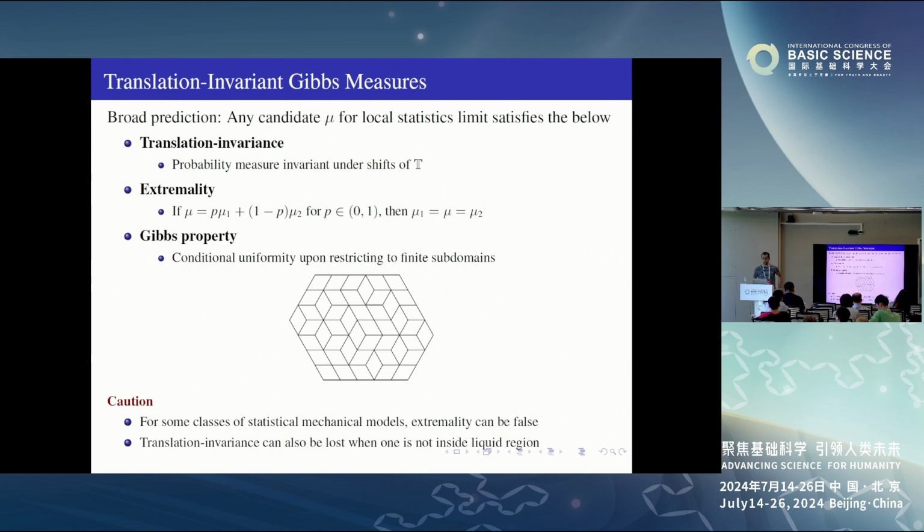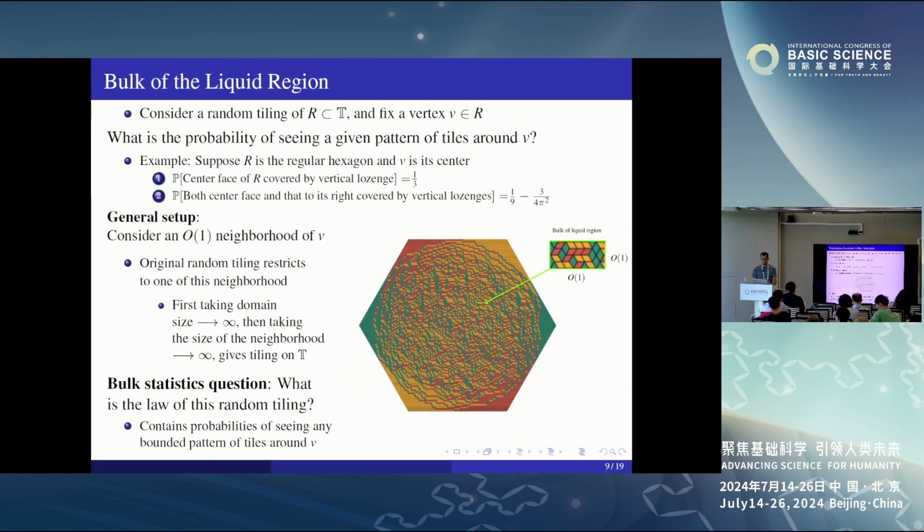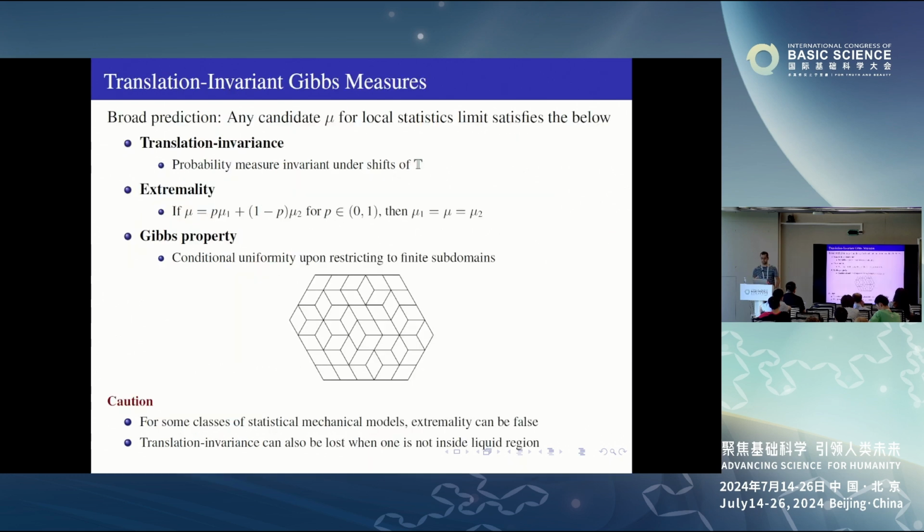The broad prediction is about any candidate mu. The question is, what is the law of this tiling on the full plane after taking this limit? The broad prediction is that any candidate mu for this limit should have three properties.